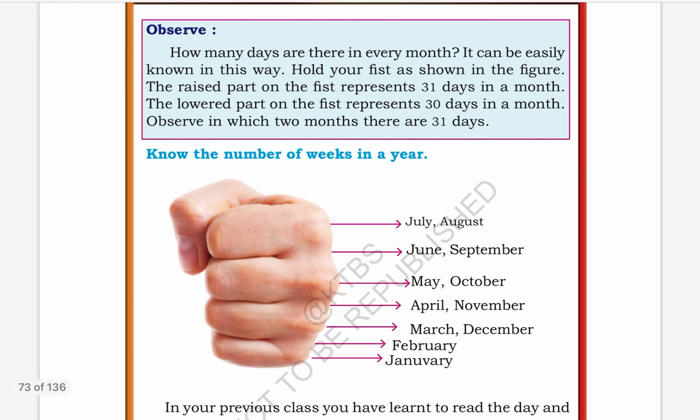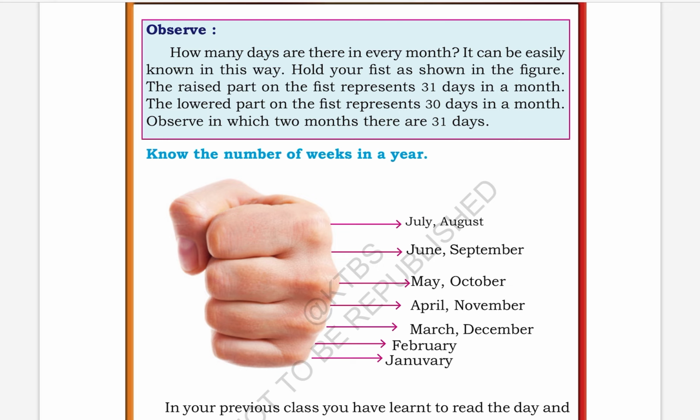Do you know how many days are there in a month? You know there are 12 months in a year: January, February, March, April, May, June, July, August, September, October, November, December. Not all the months are of 30 days. Maximum you will get 31 days, minimum 28 days; you will get months of 28, 29, 30 and 31 days. Not all months have the same number of days.